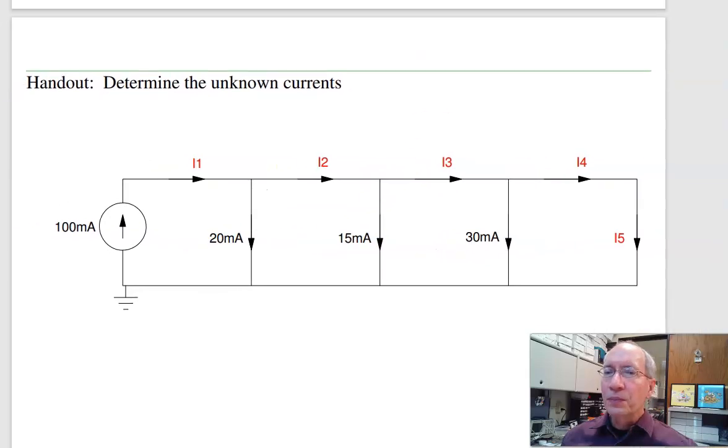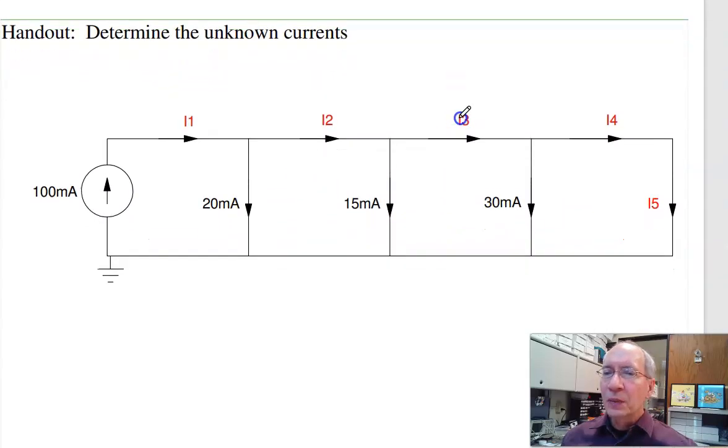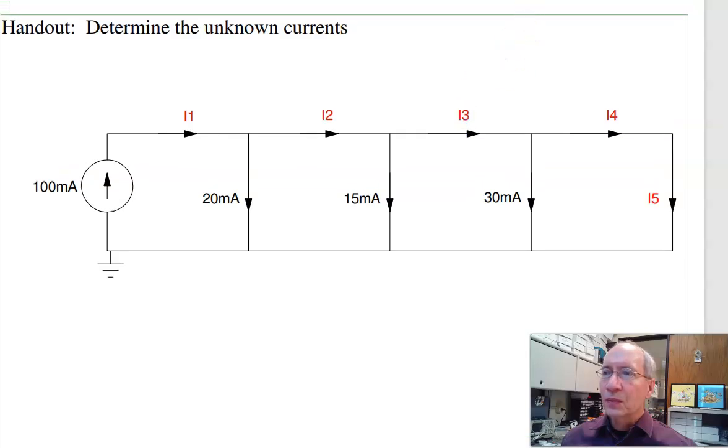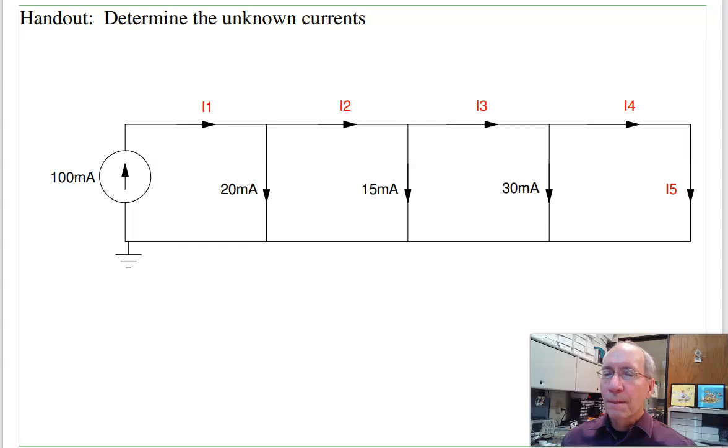So try that with this problem. Try to find the unknown currents, I1, I2, I3, I4. So doing that, 100 milliamps in, I have to have 100 milliamps going out. 100 in, I have to have 100 out. 20 goes down, 80 goes right. 80 in, I have 80 out. So I3 plus 15 is 80. This is 65 milliamps. 65 in, I've got to have 65 out. This is 35. 35 in, I have to have 35 out. Conservation of current.